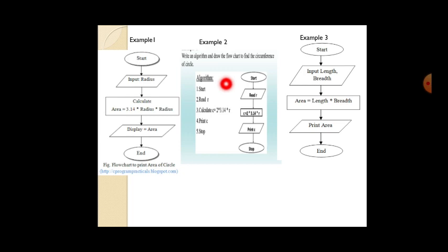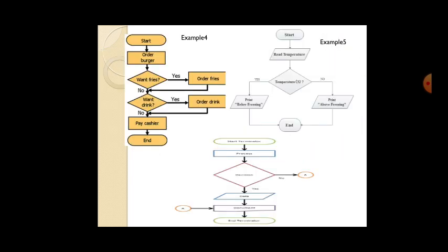So next, one more I have given, both algorithm as well as flowchart. You can just see it. Next is start, input the length and breadth, calculate the area of a rectangle, length into breadth, then print area, end. So you can see how the notations have been done.